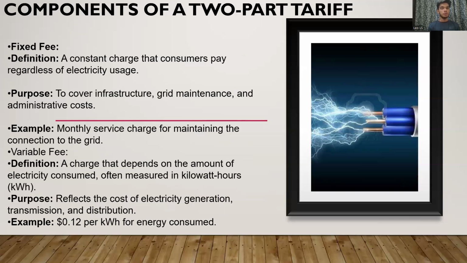Components of a two-part tariff. Fixed fee. Definition: a constant charge that consumers pay regardless of electricity usage. Purpose: to cover infrastructure, grid maintenance, and administrative cost. Example: monthly service charge for maintaining the connection to the grid. Variable fee. Definition: a charge that depends on the amount of electricity consumed, often measured in kilowatt hours. Purpose: reflects the cost of electricity generation, transmission, and distribution.